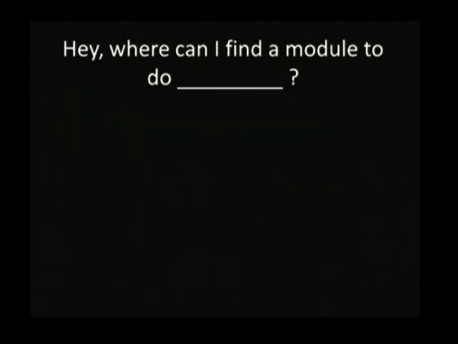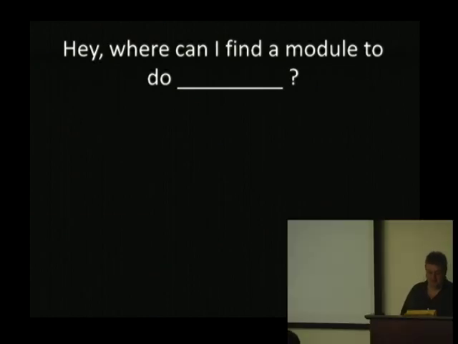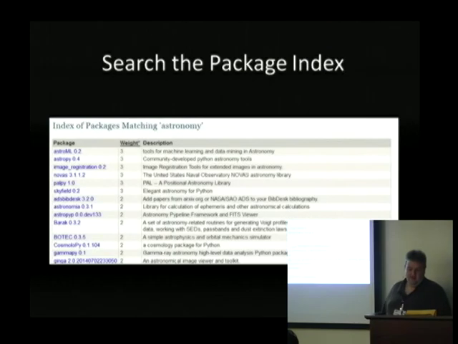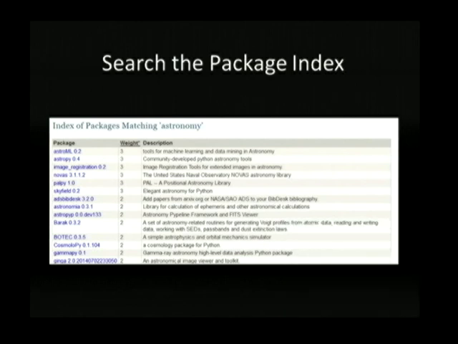And you might ask, okay, well, where can I find a module to do this? Or where can I find a module to do that? Anything you can think of, you probably have an idea that there's a Python module out there to do it. One of the ways to find it is something called the Python Package Index, or pypi.python.org. And you basically can type anything in there, and you'll get back a listing of modules that meet that search criteria.